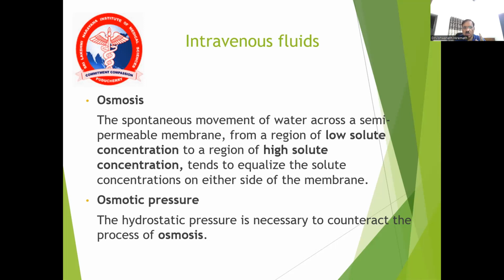So what I understood: osmosis involves spontaneous movement of water across a semi-permeable membrane from the region of low solute concentration to the region of high solute concentration in order to equalize the solute concentration on either side. Hydrostatic pressure is necessary to counteract the process of osmosis.